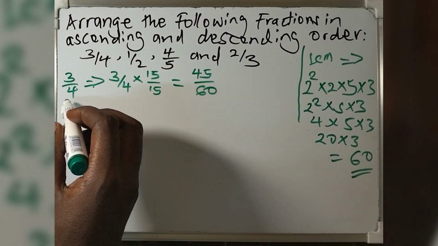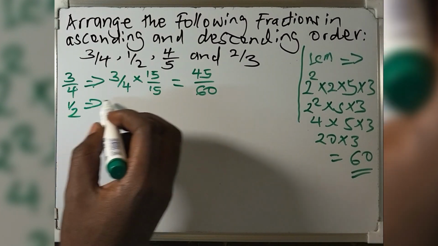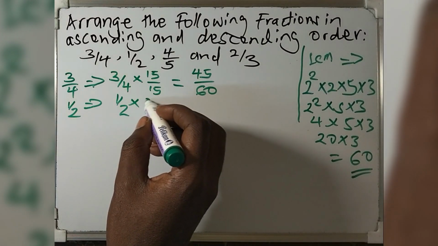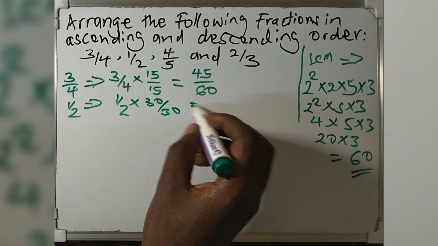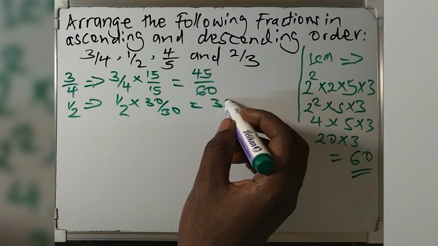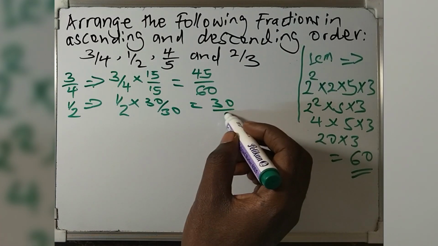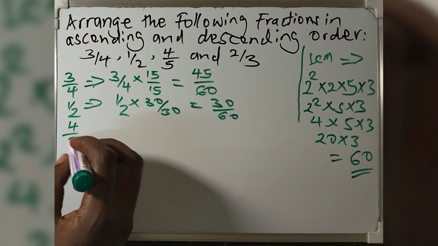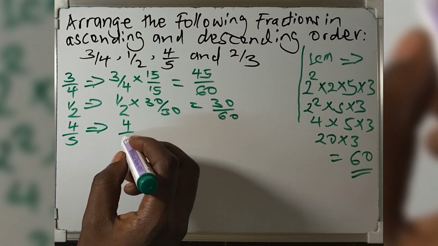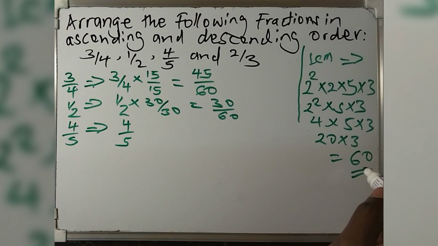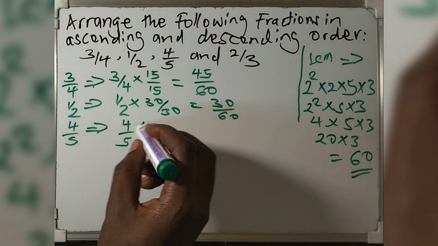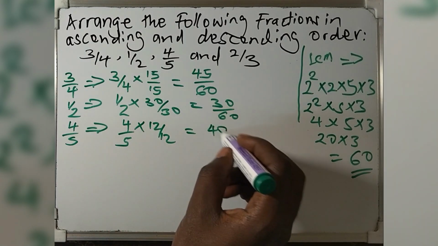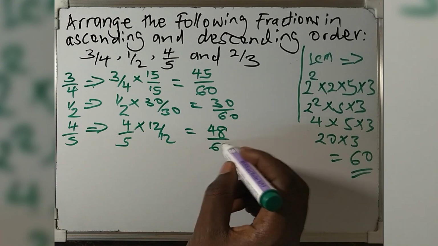And our 1 over 2 will be 1 over 2 times 2 goes to 60, 30 times. 30 over 30, which will give us 30 over 60. And then 4 over 5 will be 4 over 5 times 5 goes to 60 how many times? 12 times, so it's 12 over 12. That is 4 times 12 is 48. And then we have 48 over 60.